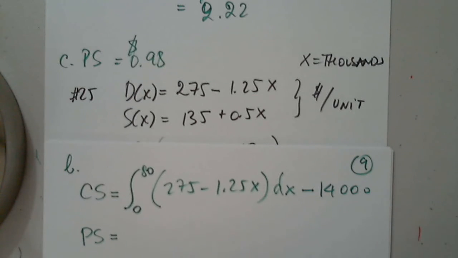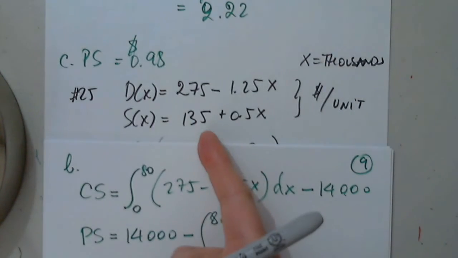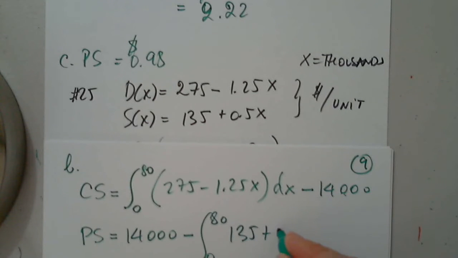Excellent. Now, what about the producer surplus? The integral from 0 to 80 of 135 plus 0.5x dx.